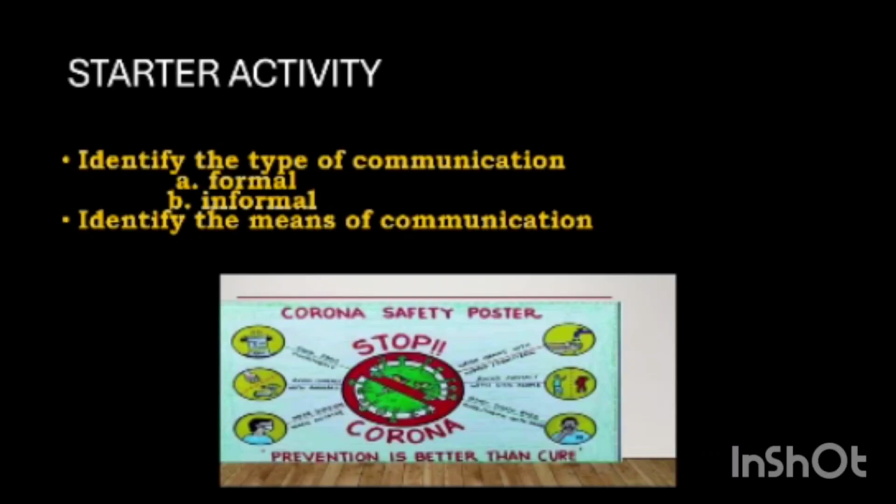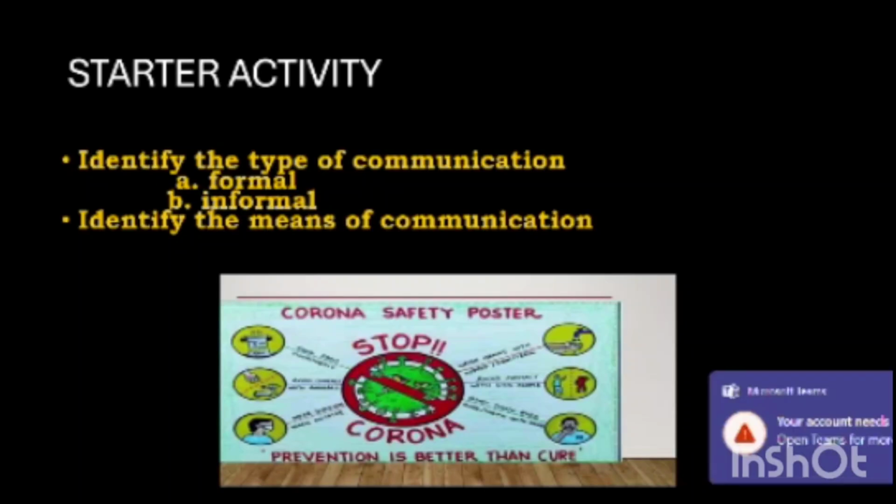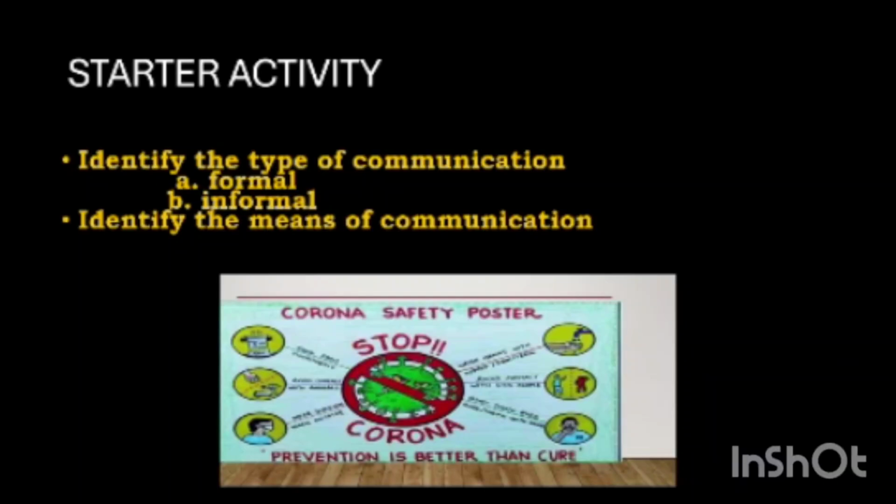So I gave super simple questions here. That is, identify the types of communication, with two options, formal or informal. Then one more question I added here is, identify the means of communication, and apart from that I added one picture, a picture of a poster. From that itself, children should be able to identify which topic it is. So this is my starter activity, and it will go only up to 1 minute.